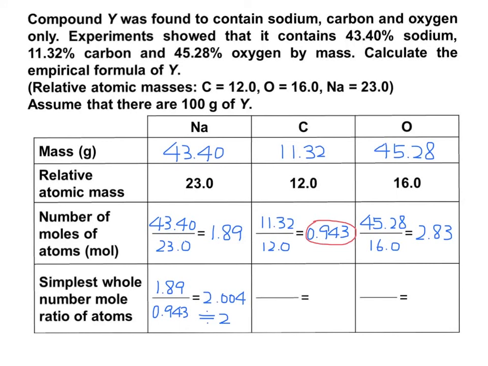For carbon, 0.943 divided by 0.943 is 1. For oxygen, 2.83 divided by 0.943 is 3.001. 3.001 can be rounded off to 3.